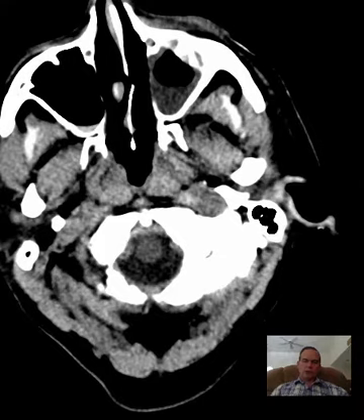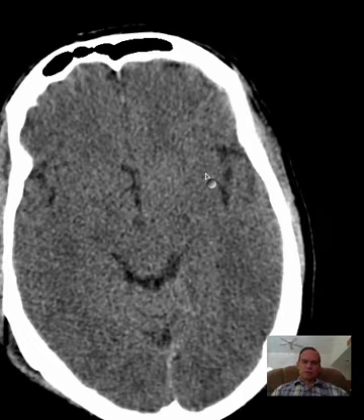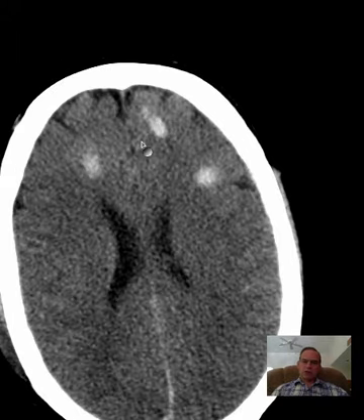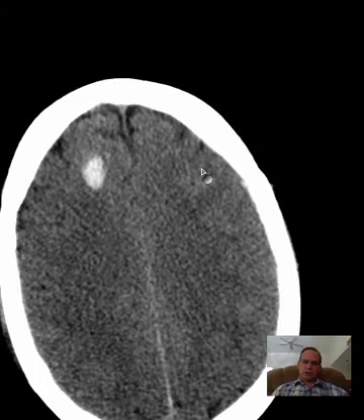A follow-up CT was done a few hours later, and we see right here that one of the hemorrhages has obviously increased. These three have increased as well.